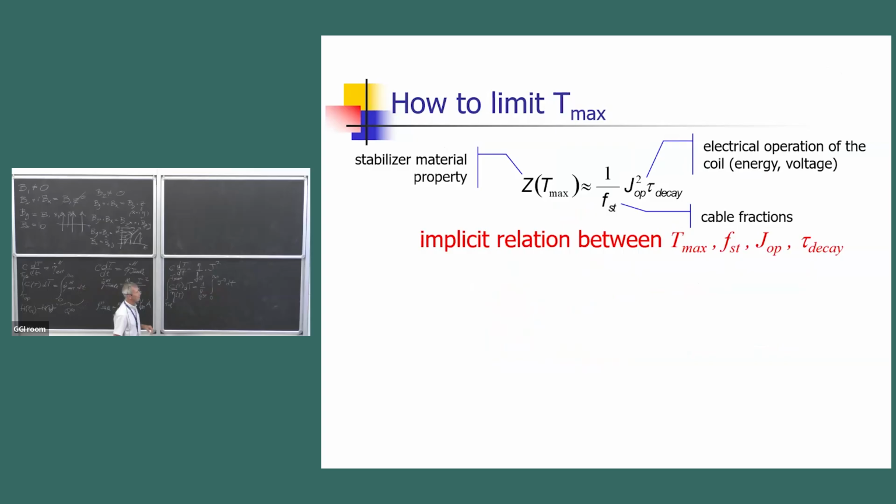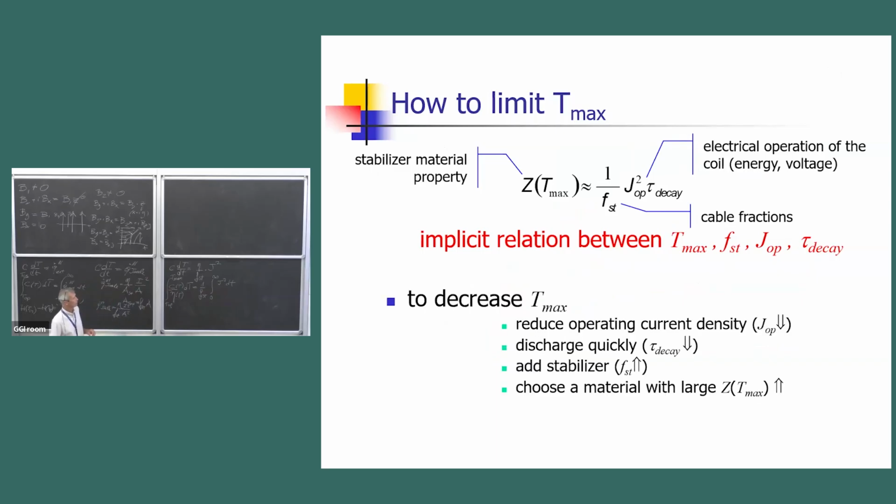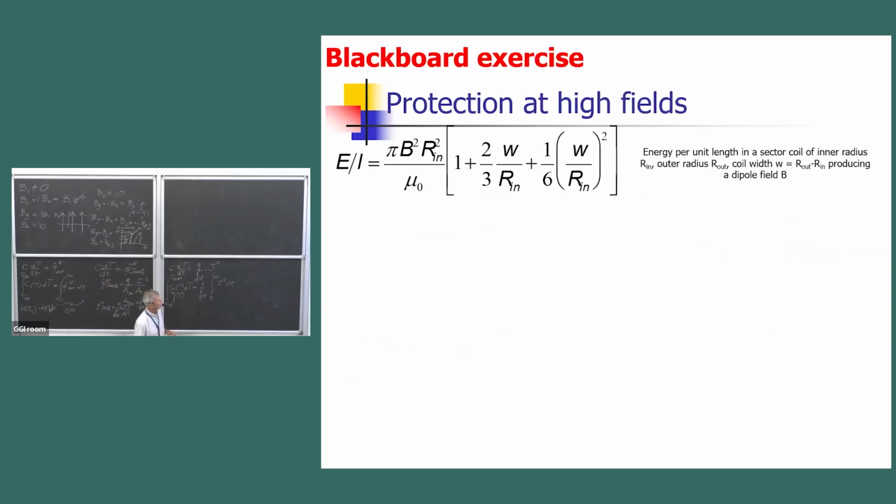Okay, so how to limit Tmax, the maximum temperature. That relation that we just derived is an implicit relation between maximum temperature, the fractional stabilizer, the operating current density, and the total time it takes for the circuit to discharge. So to decrease the maximum temperature, you can reduce the operating current density. Okay, that's not very convenient. You need to discharge quickly. You can add stabilizer, increase the fractional stabilizer, and choose a material with a large Z.